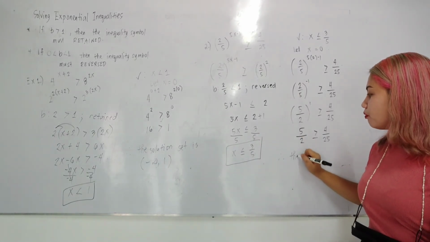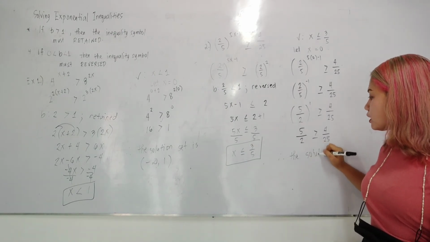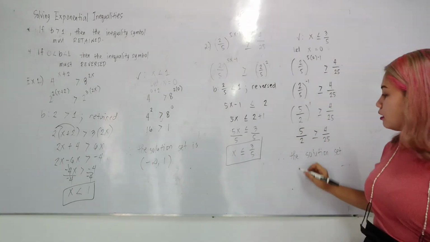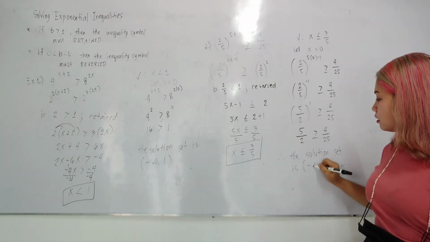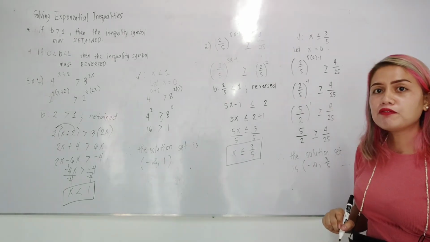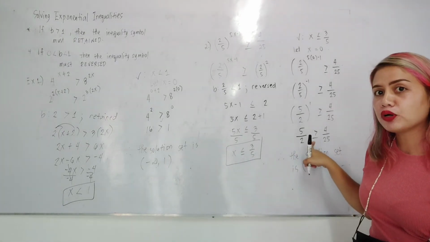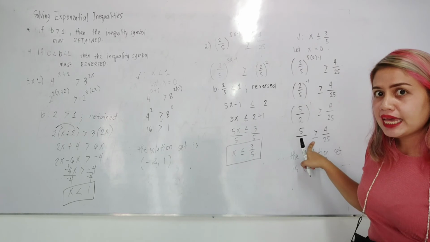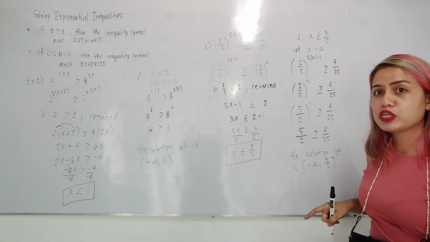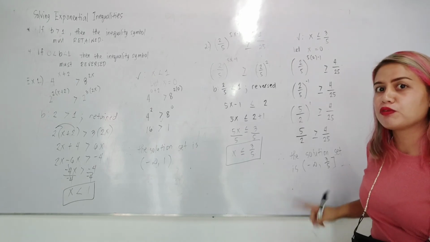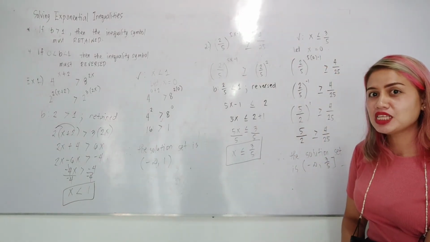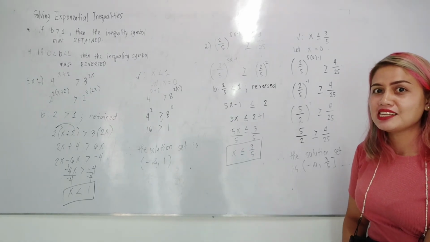Therefore, the solution set is negative infinity to 3 over 5. As you have noticed that our inequality symbol involves equal to, it means 3 over 5 is included. You can use 3 over 5 as the value of x. Now, do you have any questions in solving exponential inequalities?